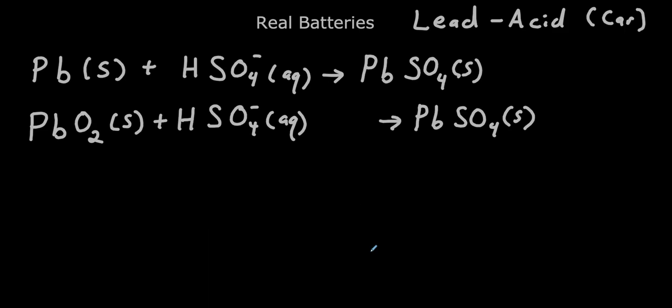Now what we're going to do is figure out which of these is the anode and which is the cathode, and use oxidation numbers to figure out how many electrons are transferred for those two reactions. Pause the video now and figure out what the oxidation numbers for lead is in both of these reactions, and use that to figure out which is the cathode, which is the anode, and how many electrons are transferred in each half cell.